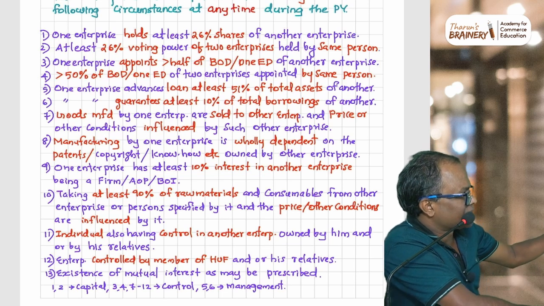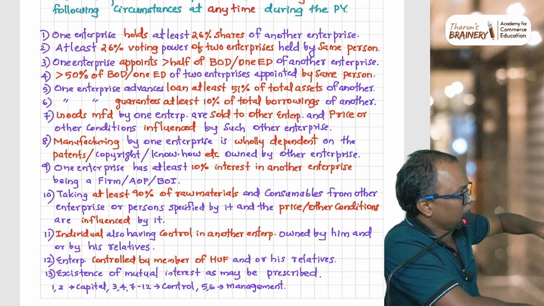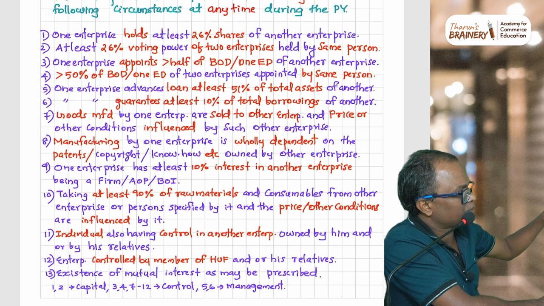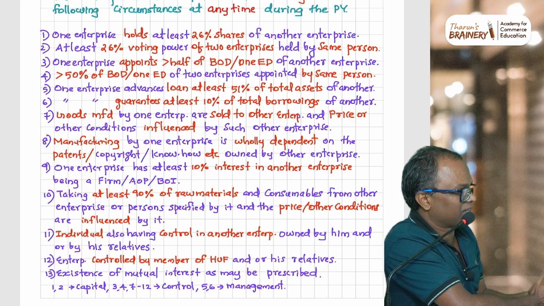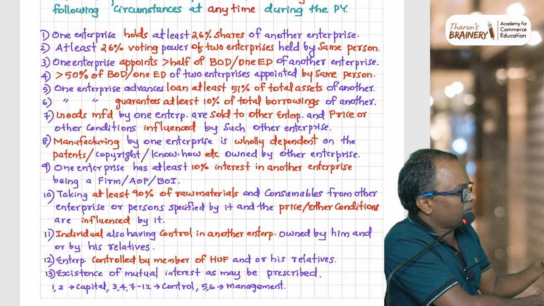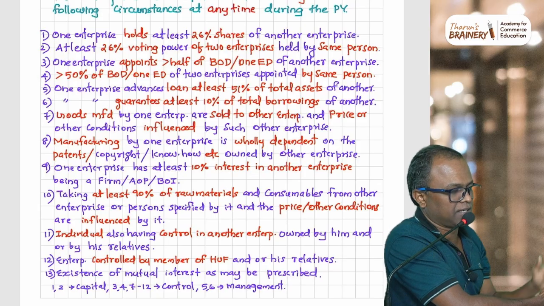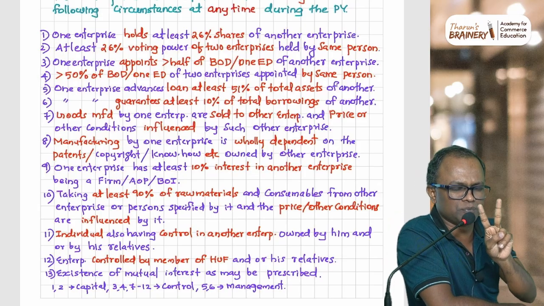And next one, they are saying manufacturing industry. So one entity manufactures the goods and the entire goods are sold to another enterprise. There is a sole buyer. Plus that buyer company decides the price, credit period, and all other related conditions are influenced by the buyer enterprise. Both conditions should be satisfied.